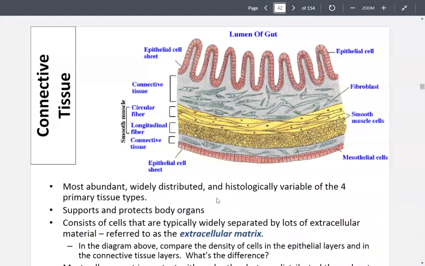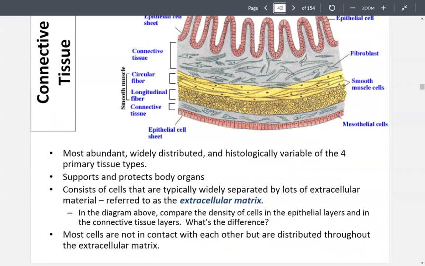All right, our next tissue is going to be the connective tissue. This is the second most abundant tissue in the human body, and it is widely distributed. So it's going to be found everywhere. It tends to be found in conjunction with most other tissue types, especially if we're talking epithelial tissue. And its primary role is going to be to support and protect body organs.